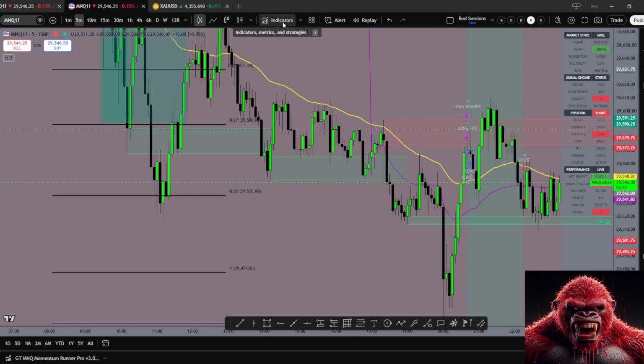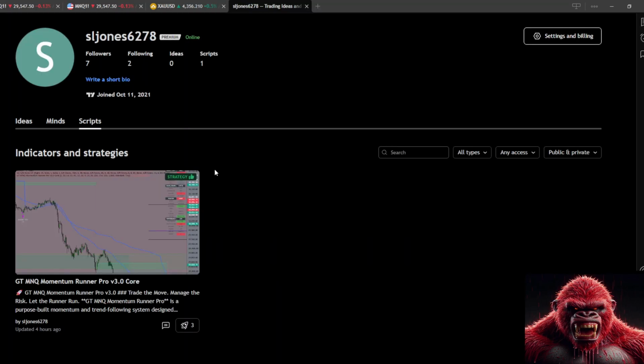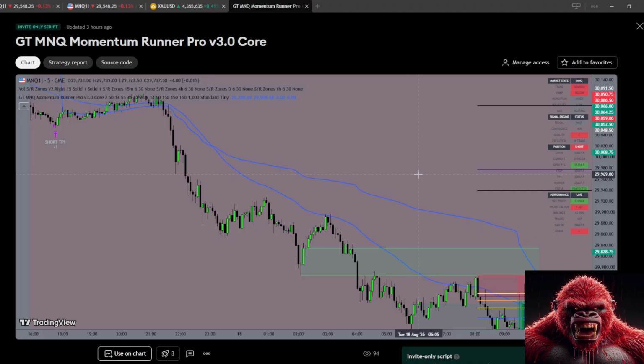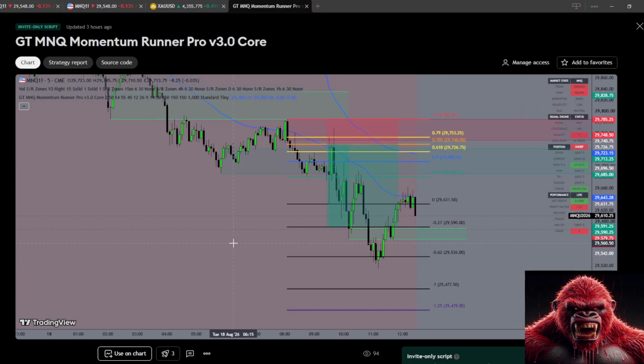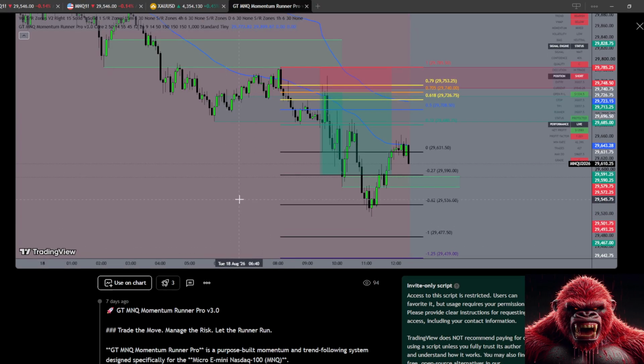So this indicator is in the invite only indicators, and if you go to search it, you will want to search GT MNQ Momentum Runner Pro version 3.0 core. Yes, it's a long name, but it's a long script, and it's got a lot of information built into it. There are a lot of pieces of information utilized to build this thing.